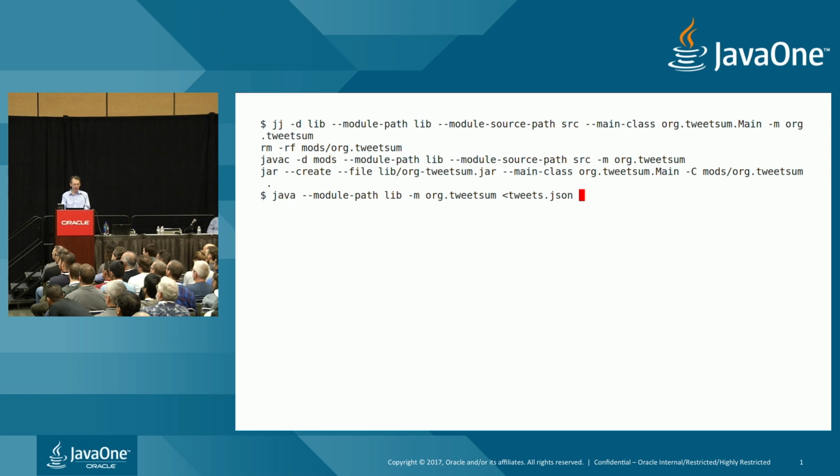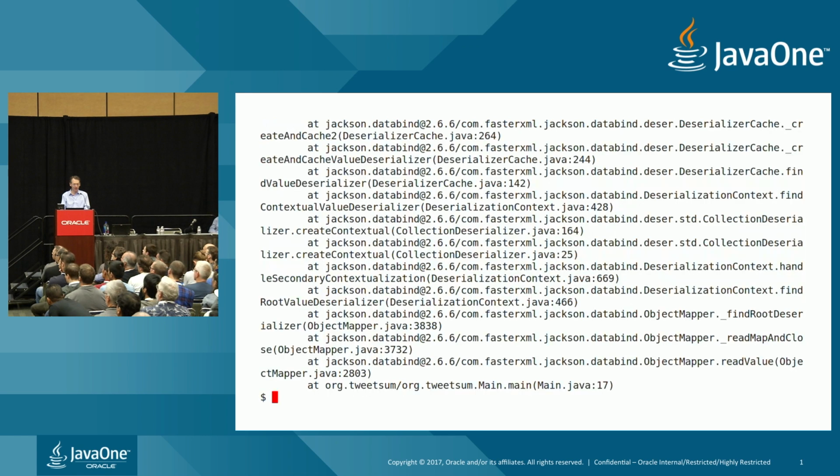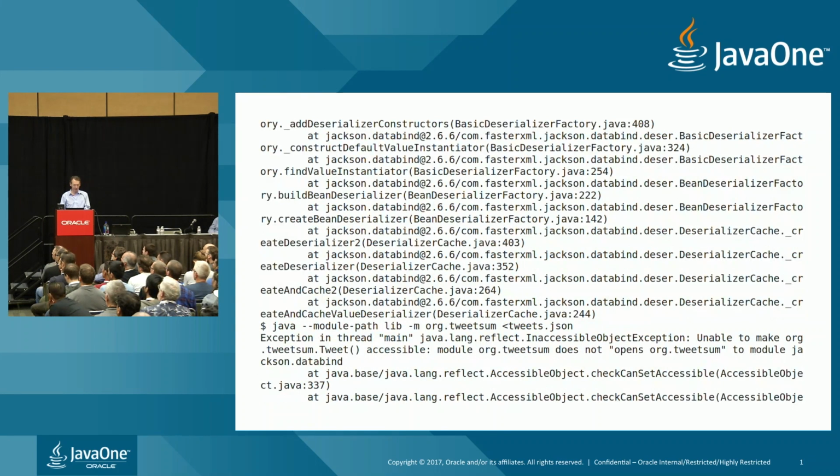All right, let's try this again, and what's going to happen? The same thing happens. And the reason the same thing happens is that when you export a package, that does not make all of its non-public members available for deep reflection. It makes them available as an API. So other code can use the exported API of that package.